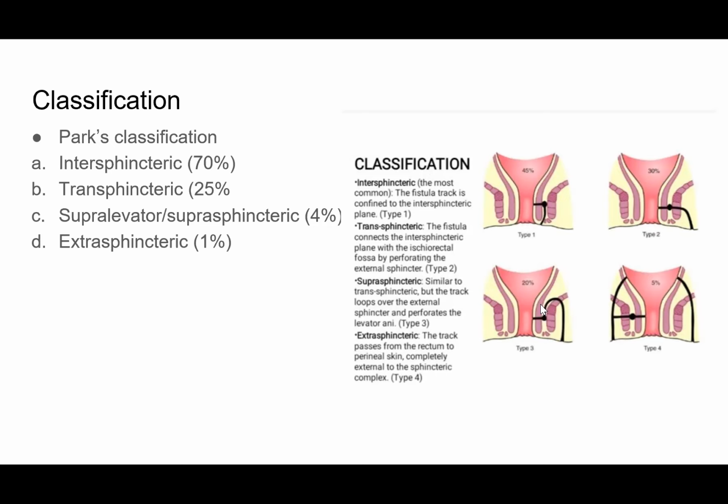So Parks classification is according to the connection between the space and the skin opening. It could be intersphincteric, that is when the fistula opens directly between the sphincters to the skin. It could be transsphincteric when it goes from the anal canal through the internal sphincter to the external sphincter and opens to the skin. It could be supralevator or suprasphincteric when it's above the sphincters. And then it could be extrasphincteric when it's way above the sphincters and not related to the internal or external sphincters.